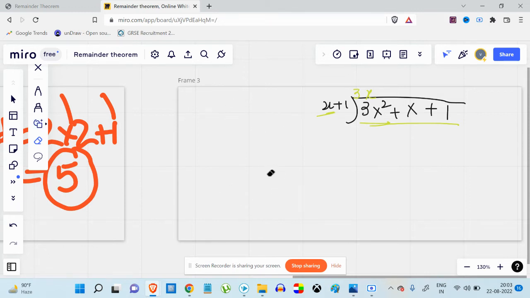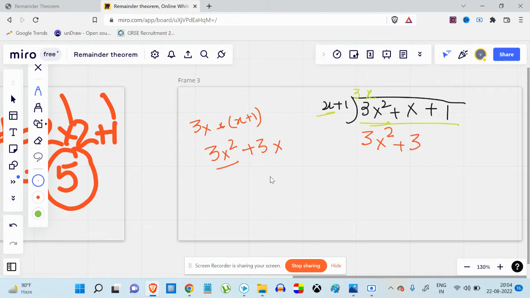Okay, now see here, when this 3x gets multiplied by x plus 1, it will result in 3x square. This is what we wanted, right? And then 3x multiplied with 1 means plus 3x. So we will write that, and that will result in 3x square plus 3x.